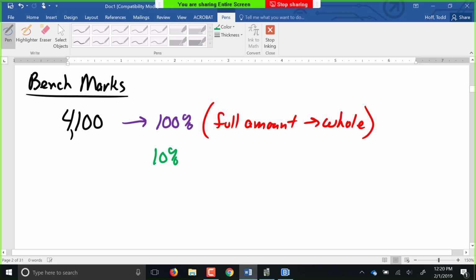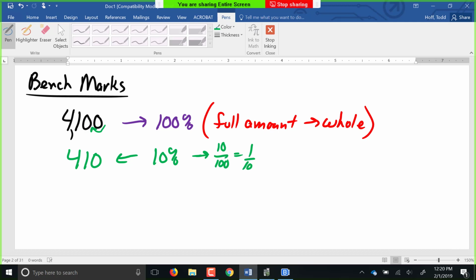Well, 10% is 10 out of 100, or 1/10. So to get 10%, we either move the decimal point over a spot or drop the 0. In this case, it's drop the 0, it works out the same. So we get that 10% of that is 410. So if we're trying to find a percent that's close to 10%, maybe 9% or 11%, we can estimate that it has to be close to 410.